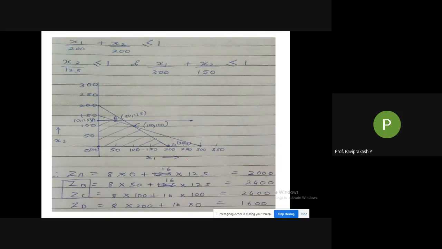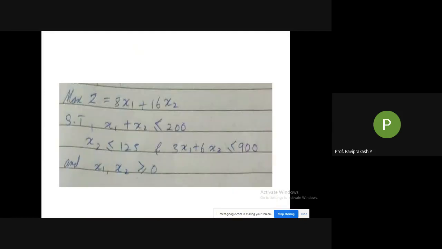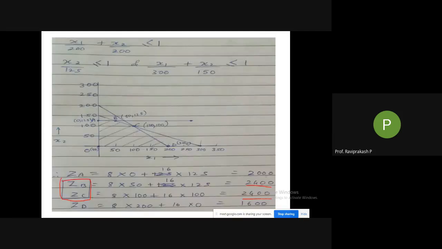So here, what to focus on is, leave all this. If you are not done, you can look at it later. You can see this particular marked portion, that is ZB and ZC. We are getting the same 2400 and 2400. If you see what was given, max Z was given. So this is a special case where we are not getting one, but we are getting two solutions which are equal. So you can go with anyone, either this one or B or C.